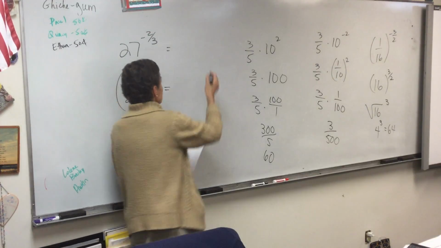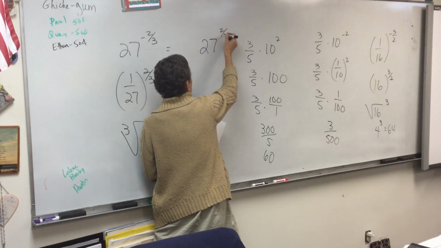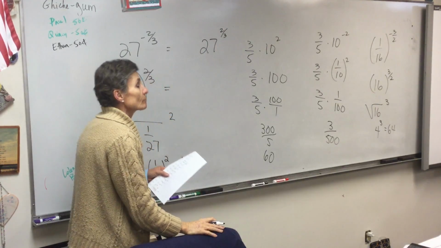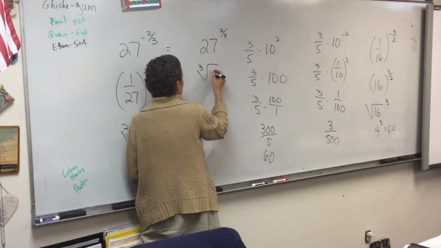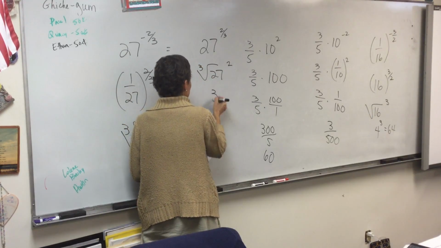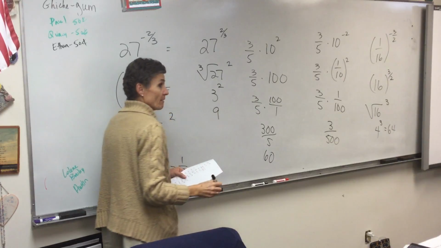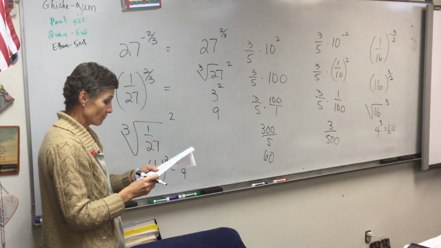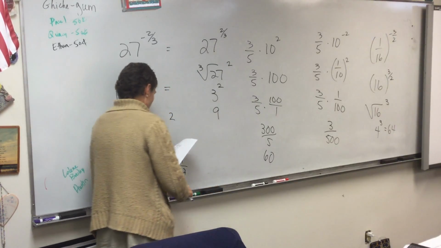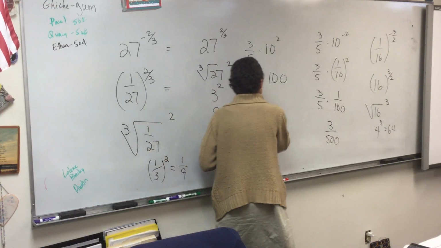The next one's the same thing, only it's 27 to the 2/3. That means the cube root of 27 squared, so 3 squared or 9. Everybody follow that? Yep. It's an easier version. All right, 22.